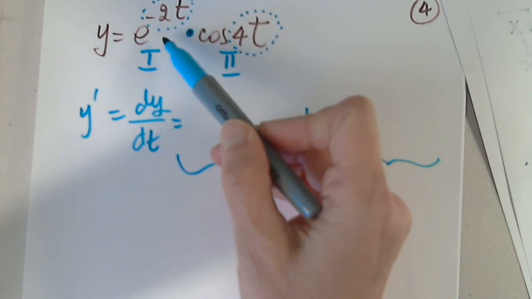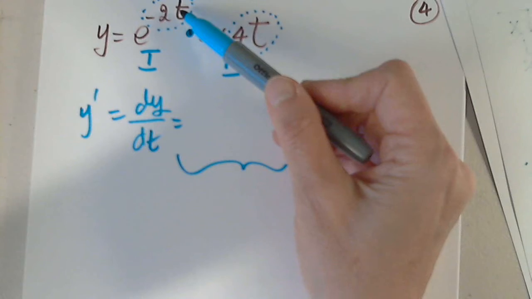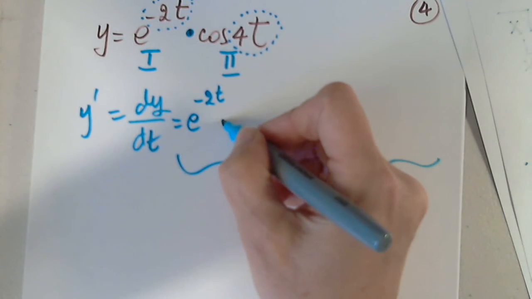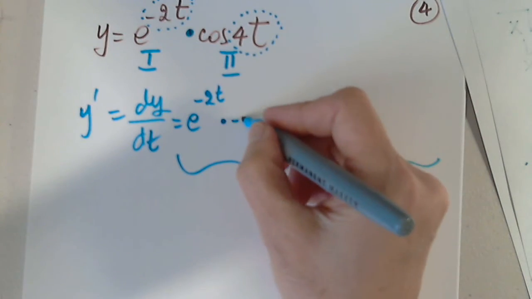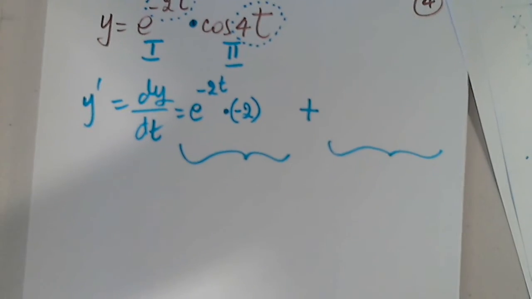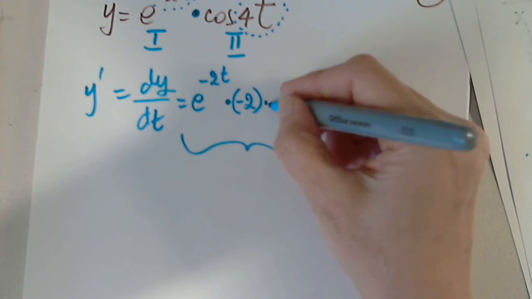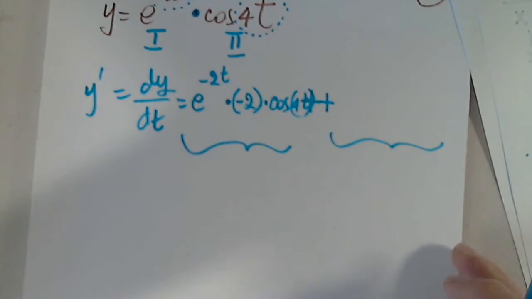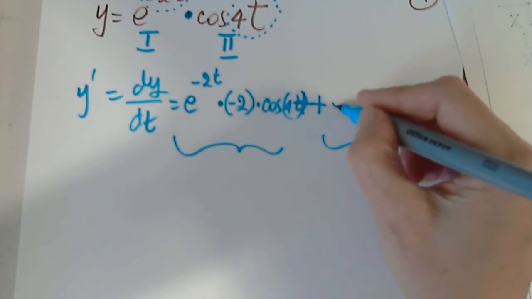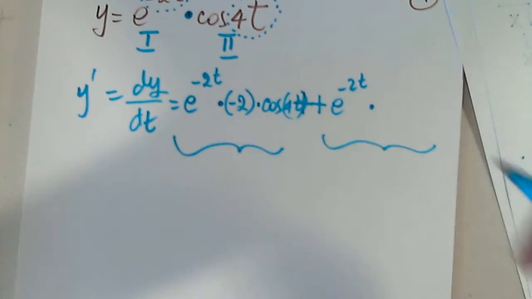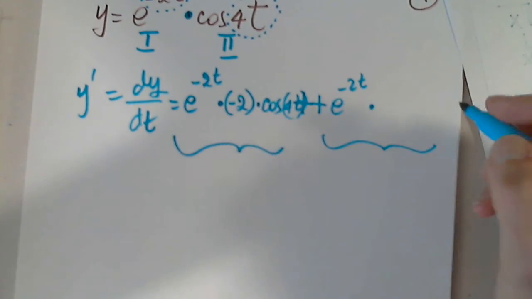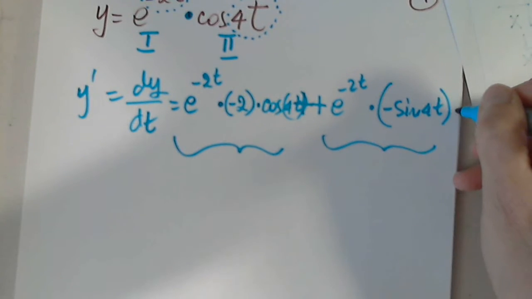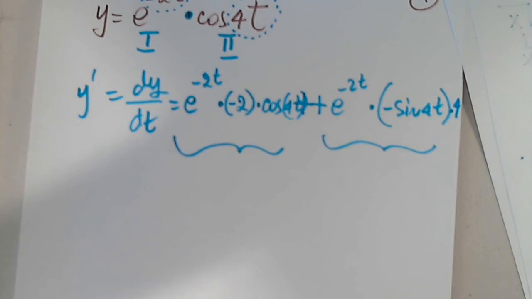So the first function prime, e to negative 2t, is e to negative 2t times the inner function prime, which is negative 2, times the second function, cosine 4t, plus. I copy the first function and multiply by the second function prime, which is negative sine 4t, but times the inner function prime, which is 4.